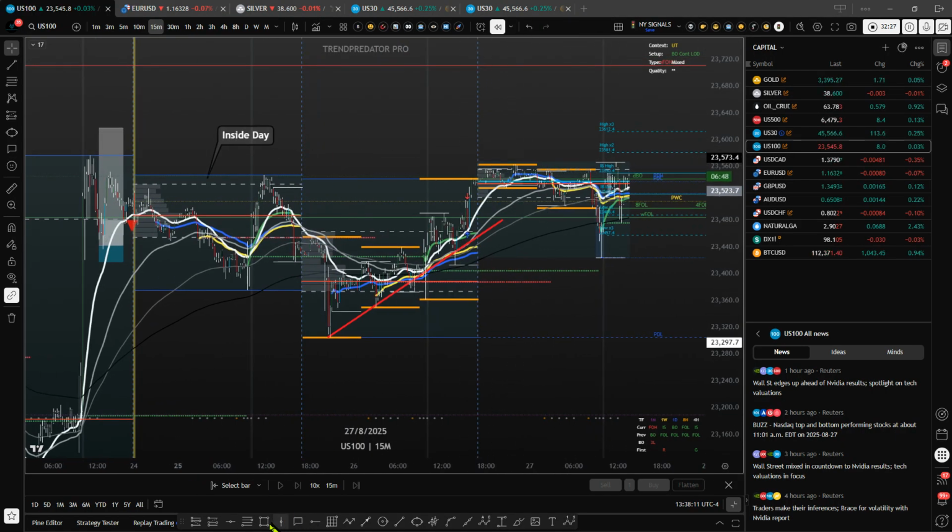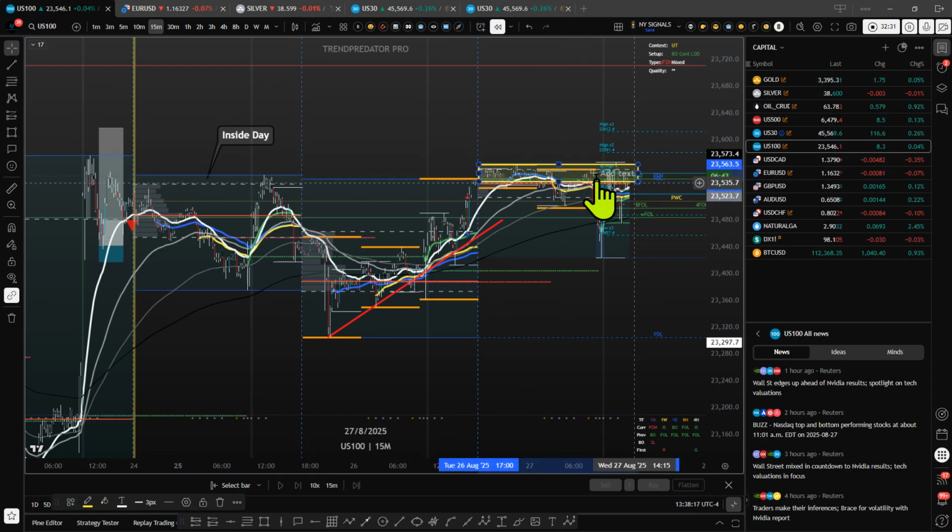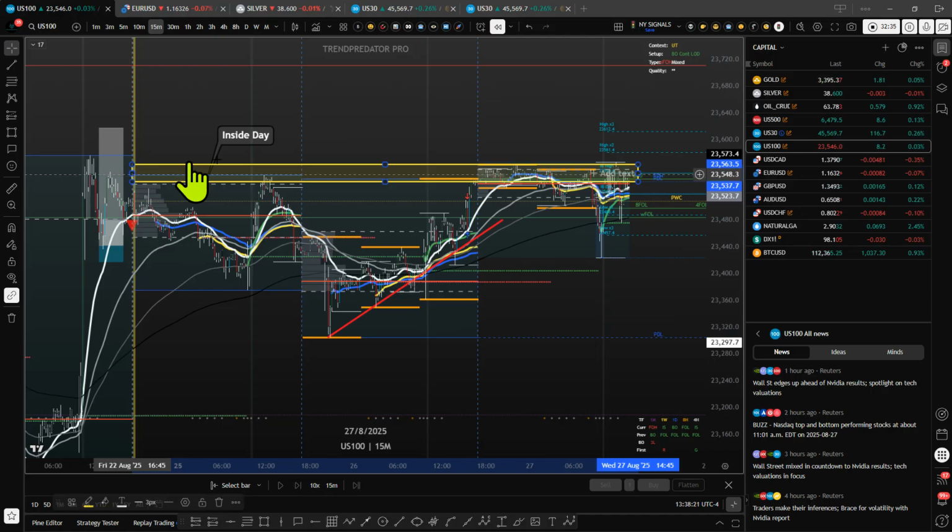It stalled right there, right into our target. That's not a coincidence. That's the inside day. That's the characteristics of an inside day. And we're targeting that area. Okay.